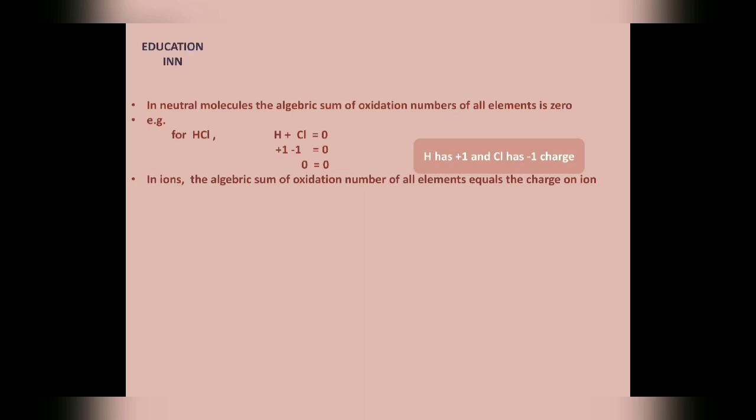In an ion, the algebraic sum of the oxidation numbers of all elements equals the charge on that ion. We are talking about an ion, not a neutral molecule. For example, nitrate is an ion and has the charge -1. So the sum must be equal to -1. Nitrogen has +5 charge and oxygen has -2 charge. So putting these values and evaluating them, we get -1. So in ions, the sum is equal to the charge on that ion.